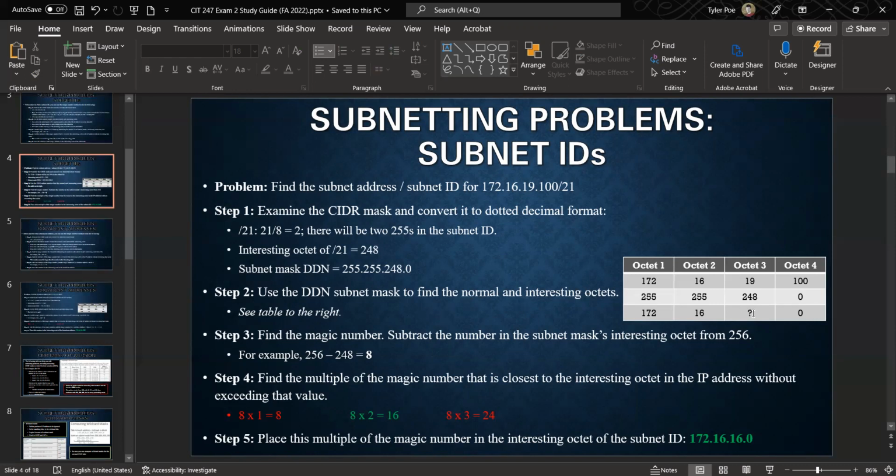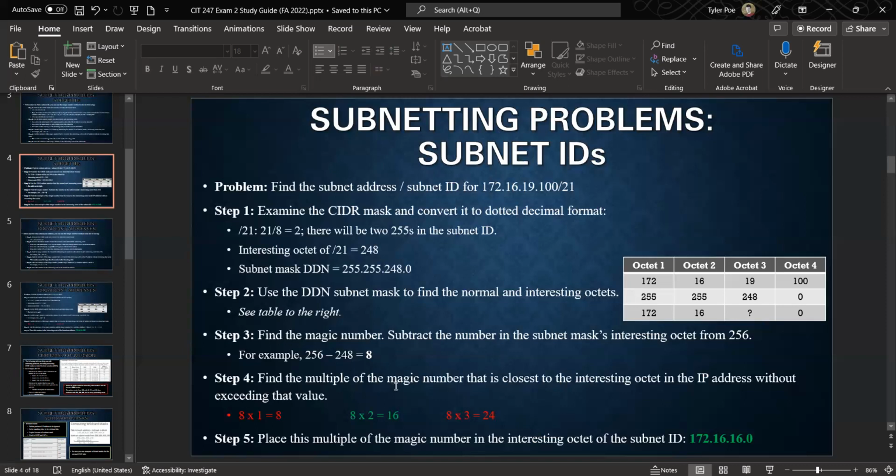So this is why it's good to use the subnet or magic number method. We only have to do minimal math. You don't have to do the big binary math. You only need to do simple math and memorize patterns to figure out the one octet you have to calculate. So finally, we find the magic number. We just subtract the number in the subnet mask interesting octet from 256, and we get the number 8. So 256 minus 248 is 8.